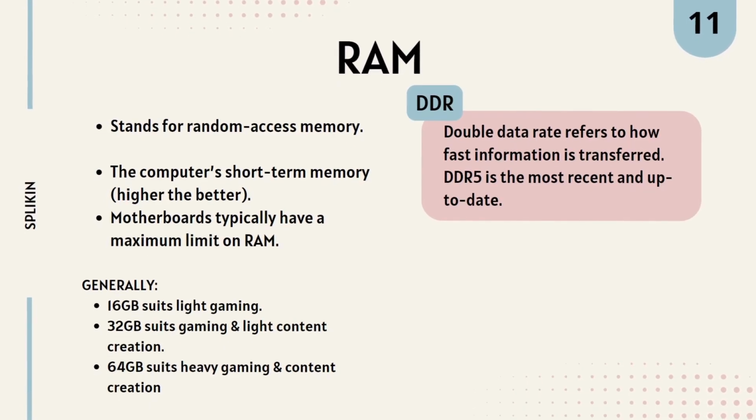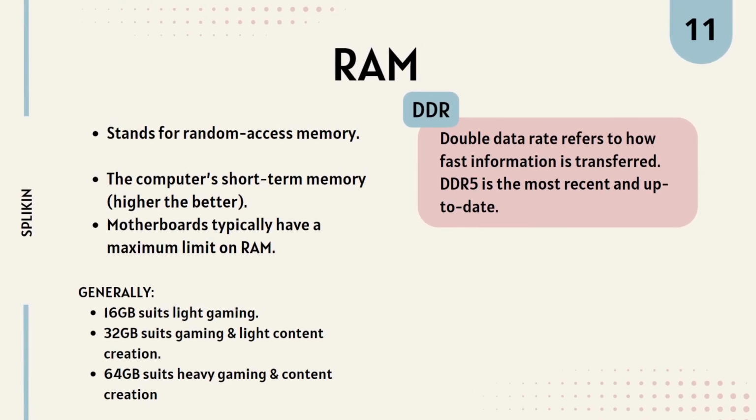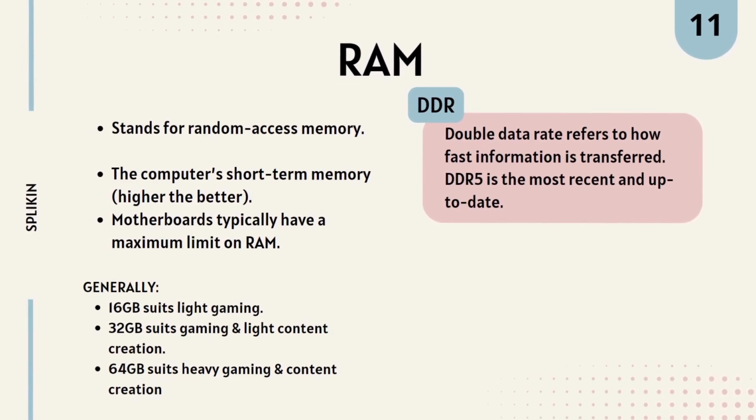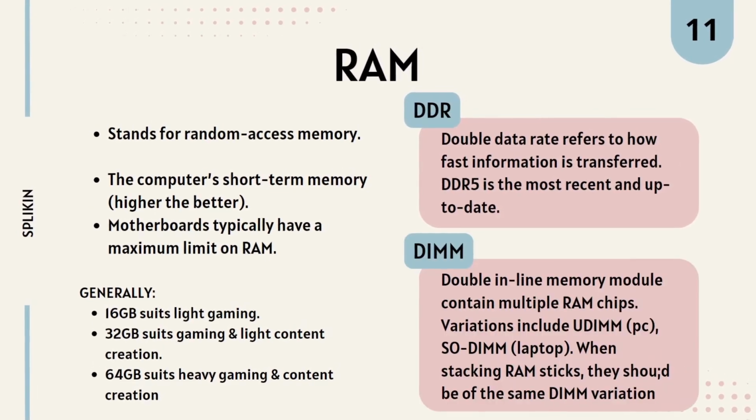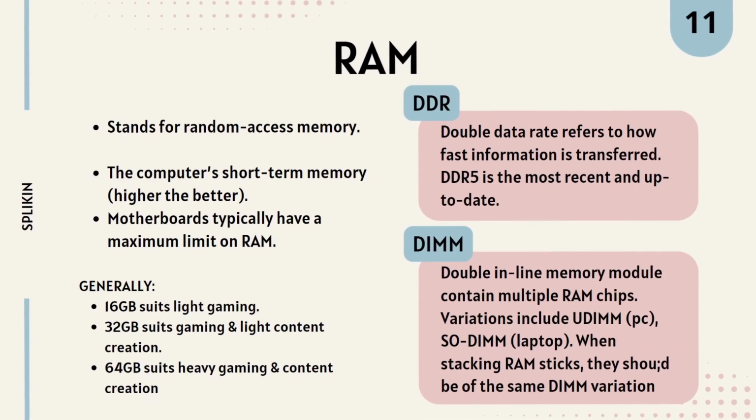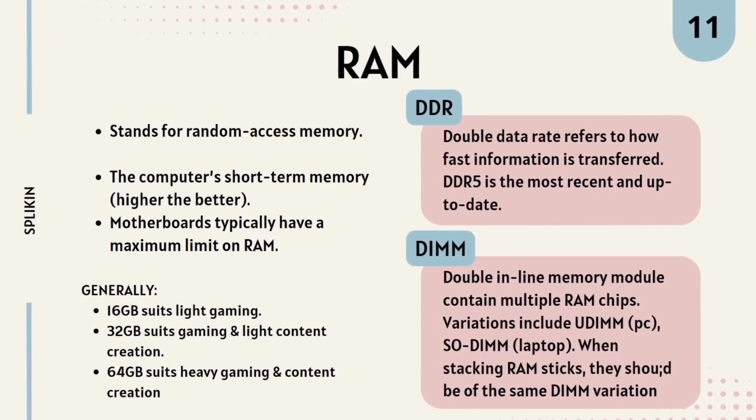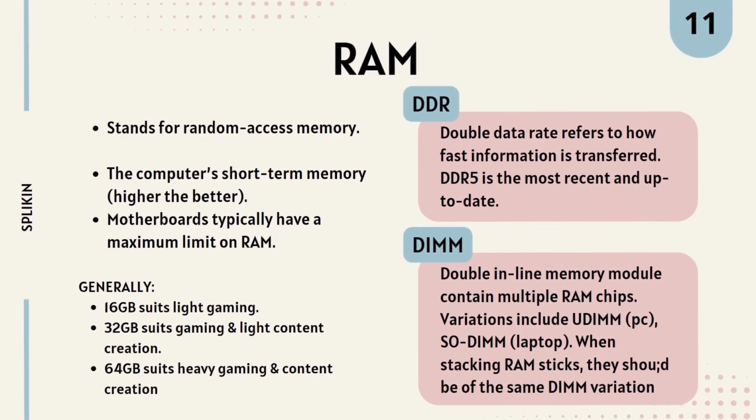As mentioned before, DDR refers to double data rate and refers to how fast information is transferred. DDR5 is the most recent and up-to-date. DIMM, double inline memory module, is actually what we kind of refer to when we say RAM. These are RAM sticks, and they contain multiple RAM chips.